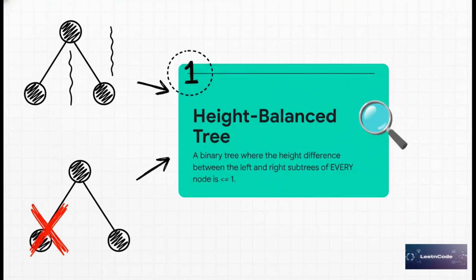A tree is considered height balanced if, and only if, for every single node in that tree, the height of its left subtree and the height of its right subtree differ by no more than 1. That's it. Two things are absolutely crucial here. This applies to every node, and the magic number is 1. If the difference is 2, the whole thing is considered unbalanced.